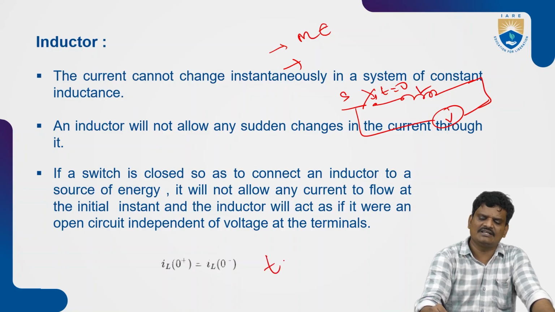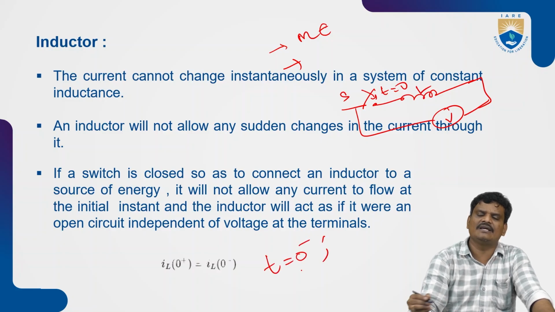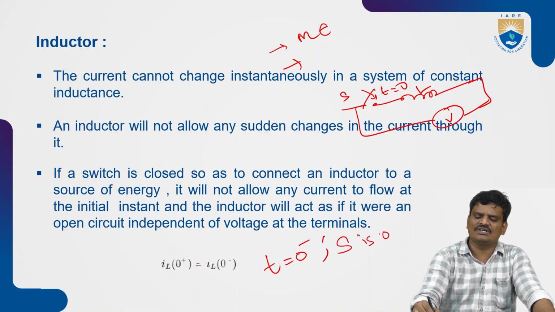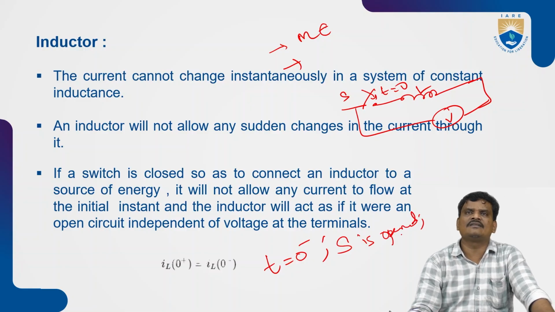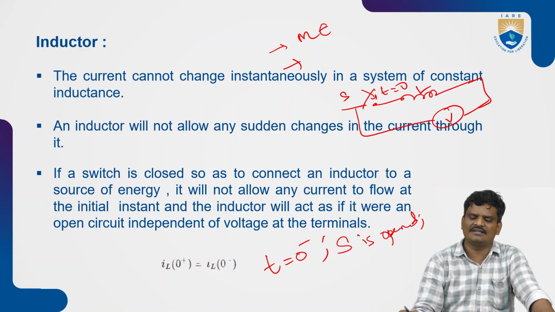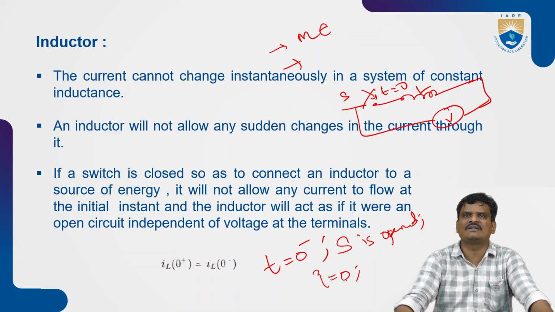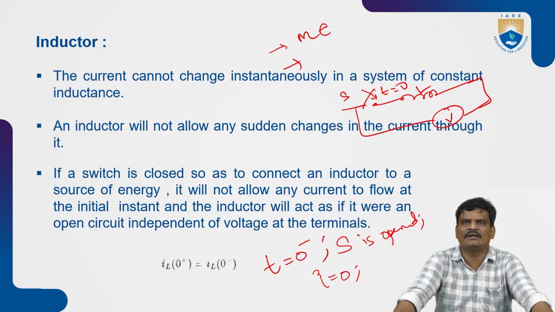Initially, the initial condition is in general represented as t equal to 0 minus. At t equal to 0 minus, the switch is open. When the switch is open, the current flowing through the inductor is equal to 0. If there is an open circuit at any point in a particular circuit, the current flowing in that circuit will be equal to 0.